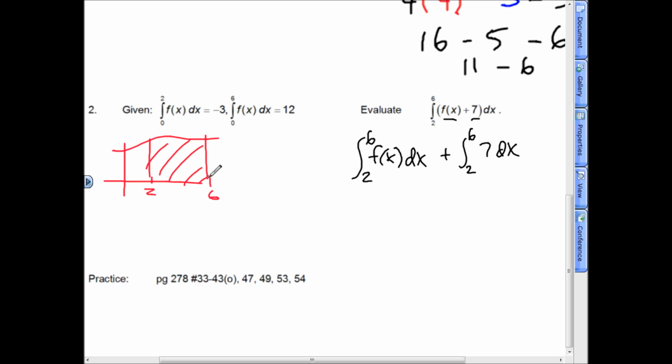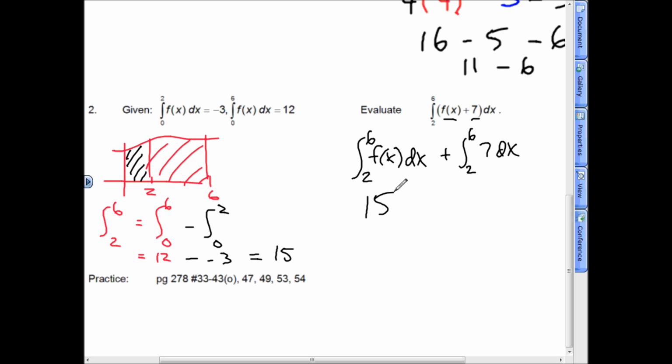If I look at the picture I have right now, the integral from 2 to 6 of my function should be the same thing as taking the integral from 0 to 6 and subtracting off the integral from 0 to 2. Knowing that, the integral from 0 to 6 is given to be 12, minus the integral from 0 to 2, which was given to be negative 3. 12 minus negative 3 would be 15 for the integral from 2 to 6 of f of x dx.